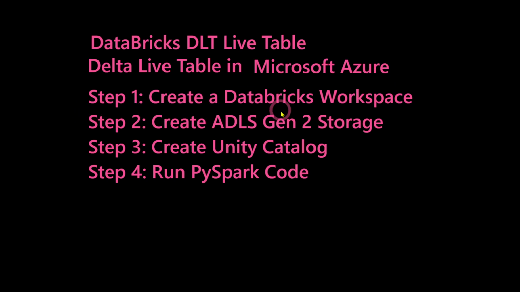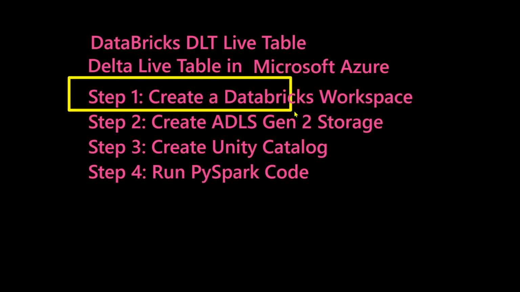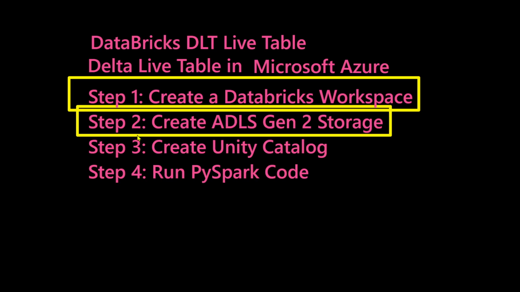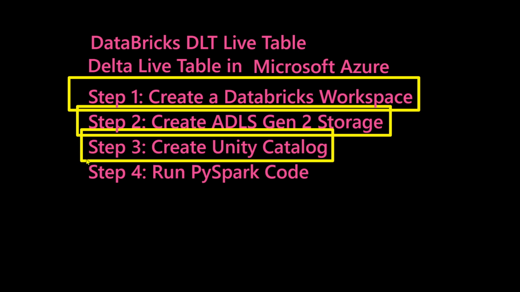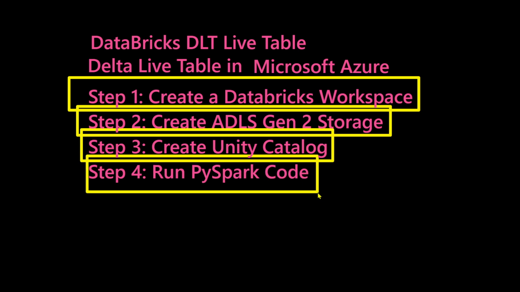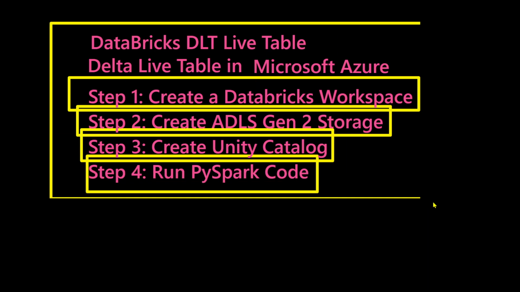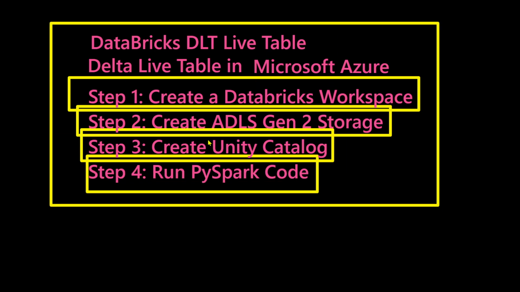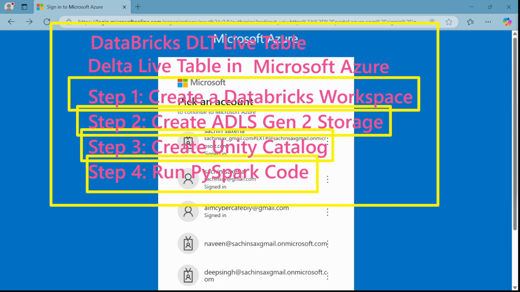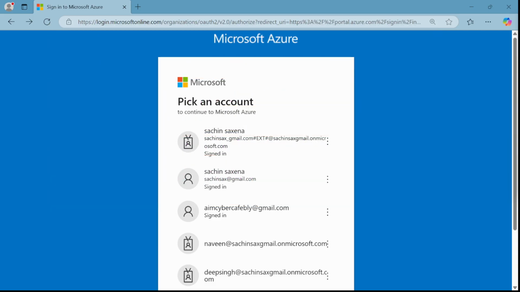In order to create this DLT Live Table, we will have to create some resources first. I'm going to create a Databricks workspace first. Then I'll be creating ADLS Gen 2 storage. Then I'll be creating Unity Catalog in this video. Then I'll show how to run PySpark code. I'll share this PySpark code in the description box so that you can directly run it for your use. Let's see how to run this code one by one.